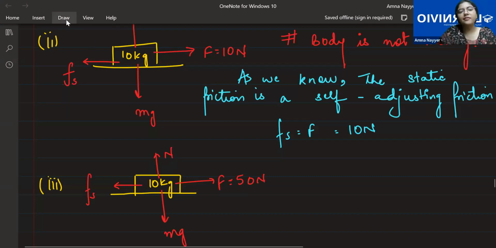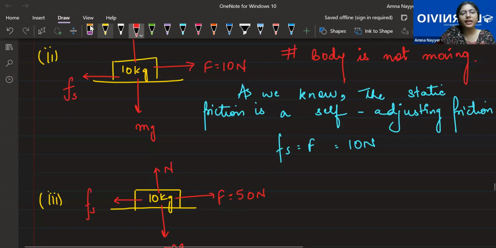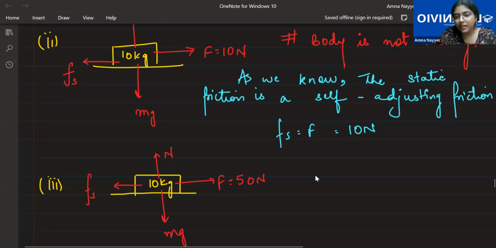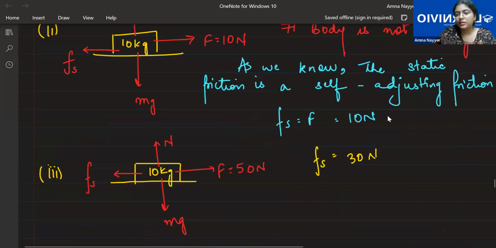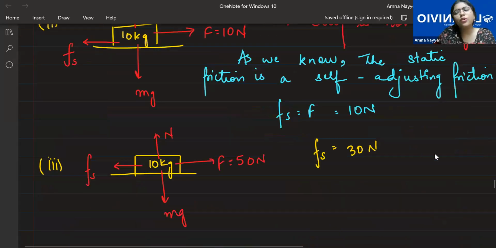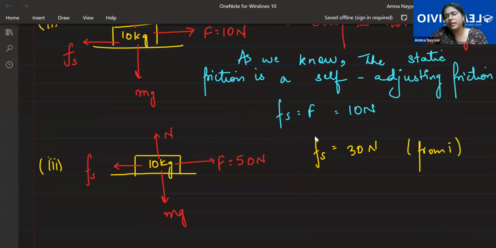Look, we have already calculated the value of the static friction. We know that the static friction cannot be more than 30 Newton. From part 1, we know it cannot be more than 30 Newton. So this value of 30 Newton is like limiting friction. Limiting friction and static friction don't have much difference. The last value of the static friction is the limiting friction. So this is the maximum value.